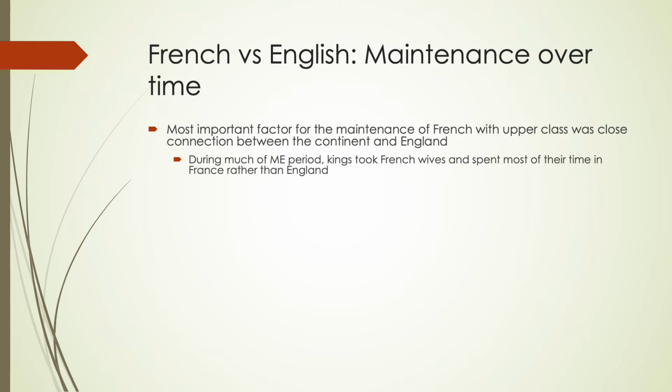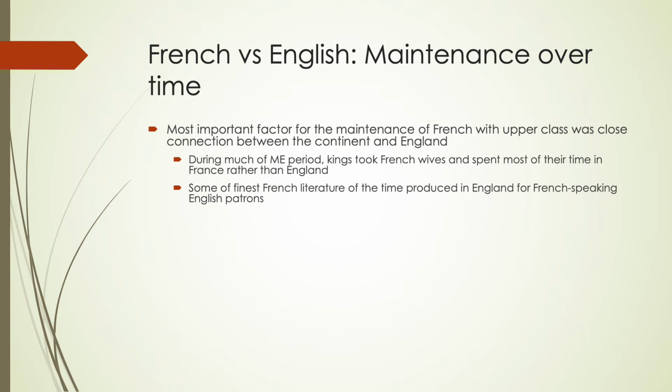And so during a lot of this period, the kings would take French wives. They would spend a lot of their time in France rather than in England. So they would leave the nobility and they would leave other people in England to sort of watch over things while they would go back and forth between France and England. And so a lot of the French literature of the time was produced in England, and this was for French-speaking English patrons. So we're even seeing a lot of French literature being produced. We're seeing a lot of French language being sort of maintained because of this common connection with the continent.